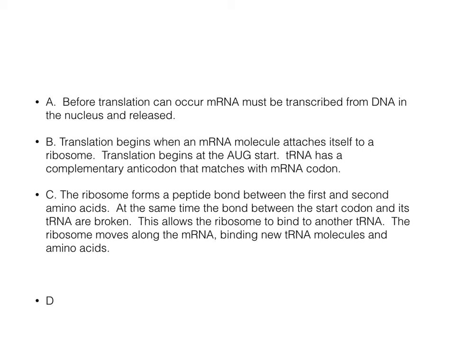Translation begins when mRNA attaches itself to a ribosome. Translation occurs at the AUG start. tRNA has a complementary anticodon that matches with the mRNA codon. The ribosome forms a peptide bond between the first and second amino acids. At the same time, the bond between the start codon and its tRNA is broken, and this allows the ribosome to bind to another tRNA.